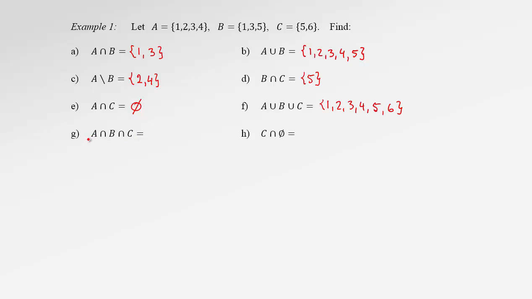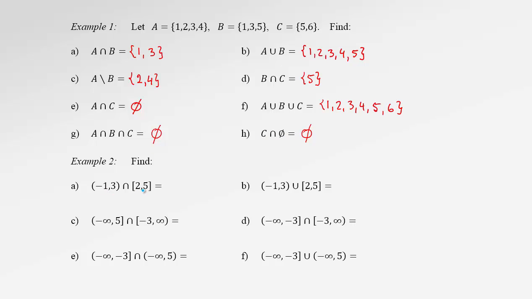Okay, what about the intersection of A, B, and C? The common part of the three sets. Well, since we already know that the common part of A and C is an empty set, then the common part of A, B, and C must be an empty set as well. There's no number that belongs to all three sets. And finally, C intersected with an empty set. Well, since there's no element in an empty set, we can't have any element in the intersection of these two. So it's also an empty set.